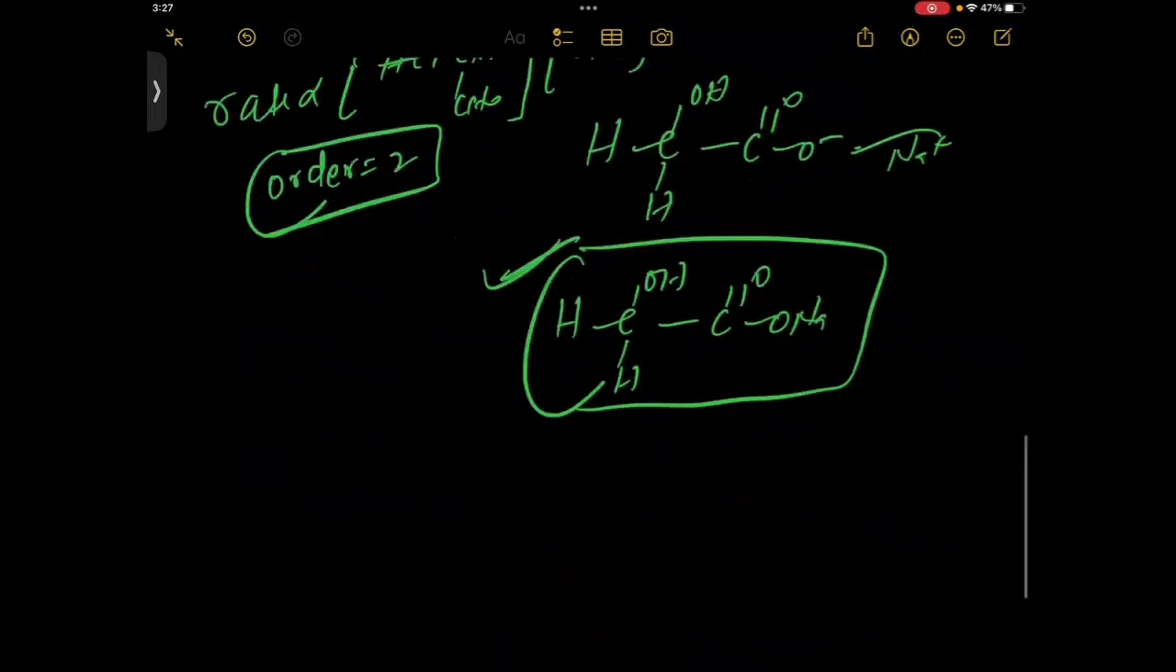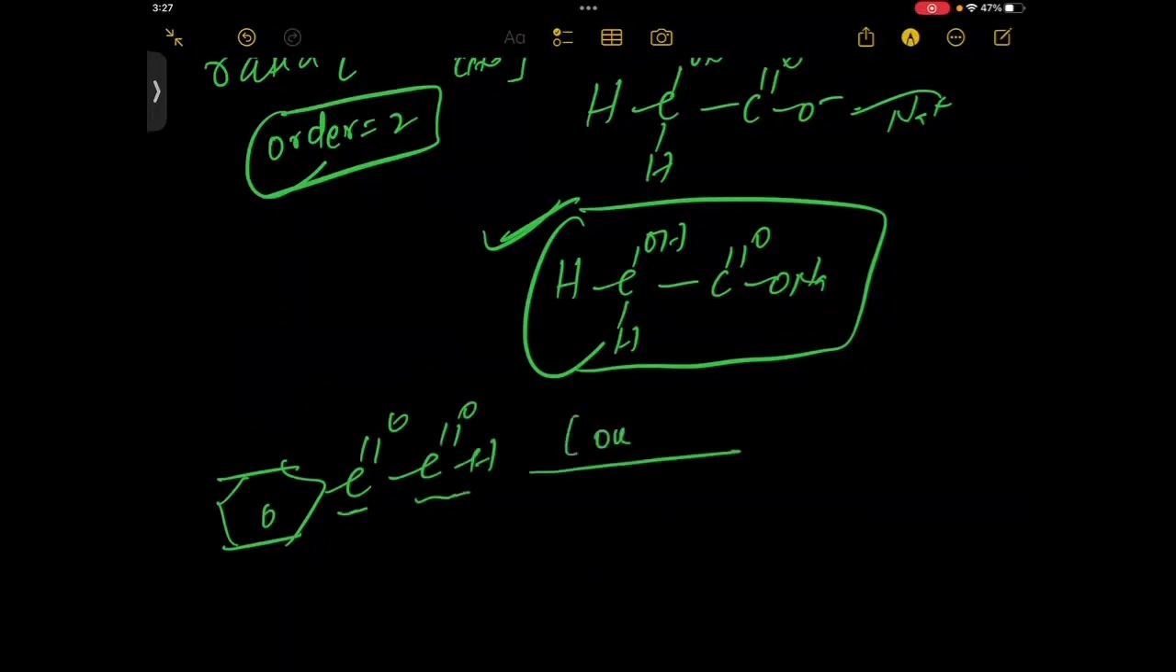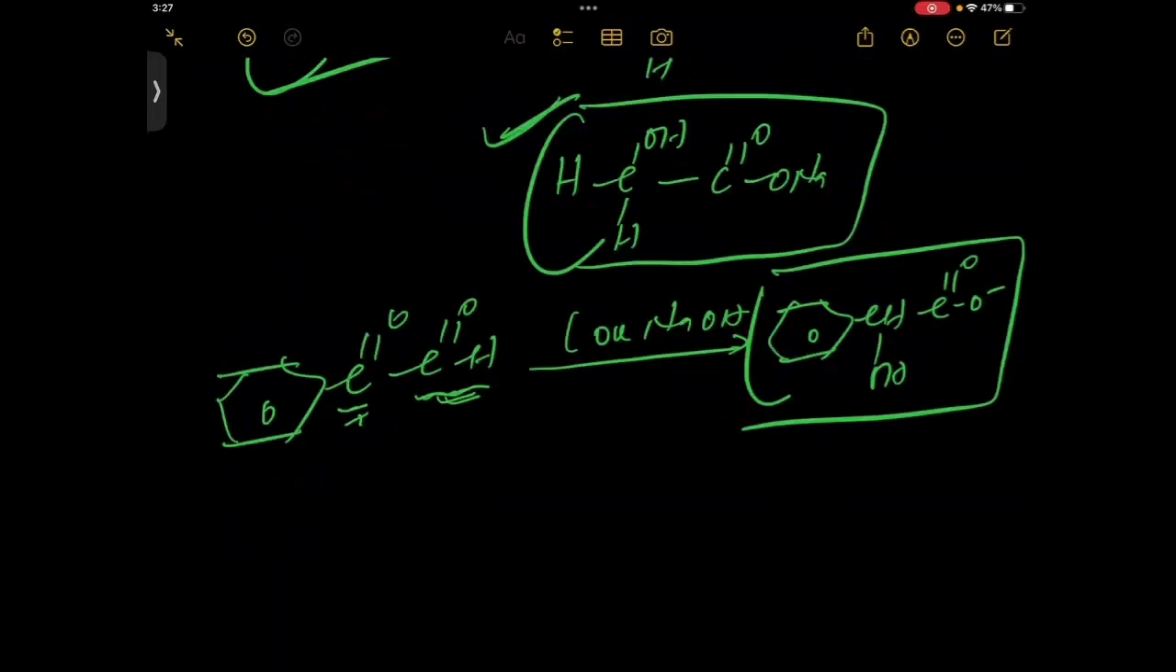Just one more example, see here. Benzene with C=O and C=OH. This part is the ketonic part and this part is the aldehydic part. What happens when we take conc. NaOH? Obviously the aldehyde part will be the oxidized part and the ketone will be the reduced part. So what will happen here is CH-OH, C=O negative. That is the product when we take this substance.